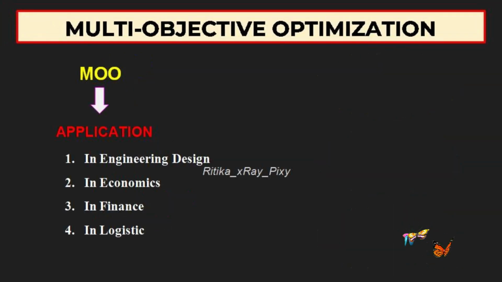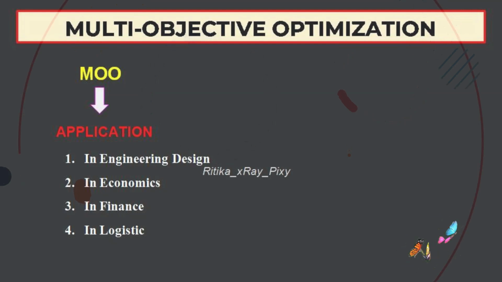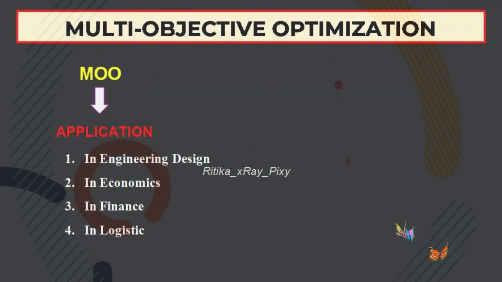Next, you can see here multi-objective optimization has a wide range of application. We can use multi-objective optimization in engineering design to optimize design of a product, or we can optimize multiple objectives like we can minimize cost, weight, or energy consumption. We can maximize the performance and other.